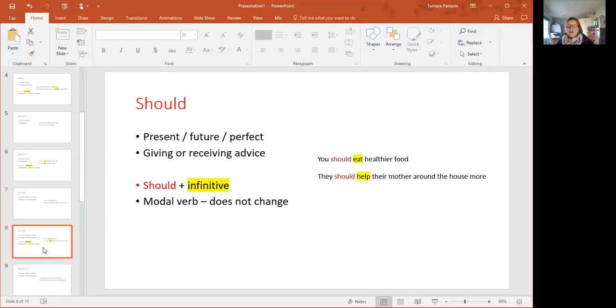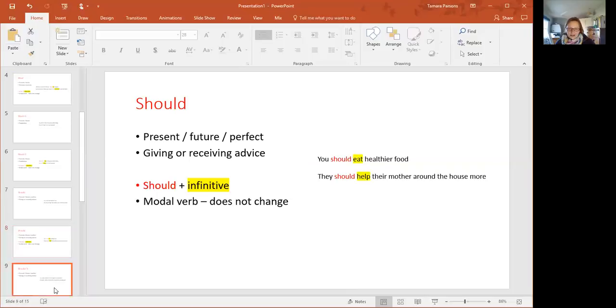Again, should is a modal, so we form it using should plus the infinitive. They're both verbs that don't change. So I should eat healthier food, you should eat healthier food, he, she, it should eat healthier food. Okay, so if we're giving advice or if we're asking for advice, what do you think I should do? Again, we use should.